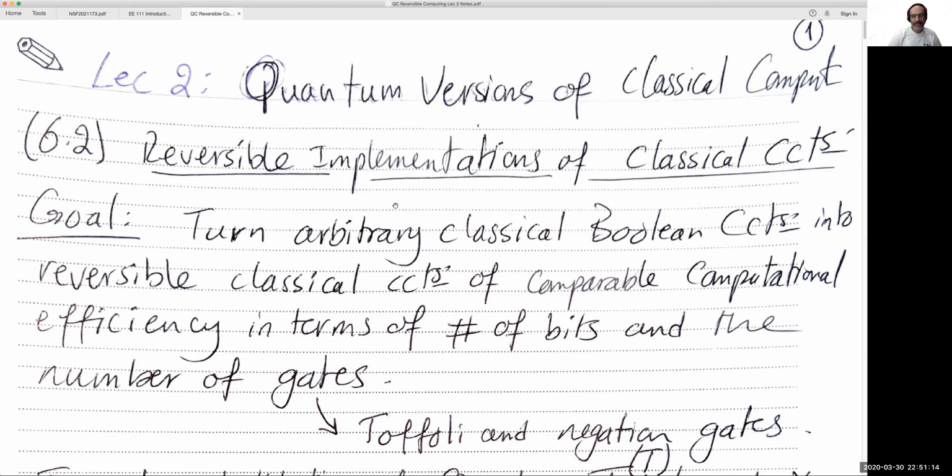So last time we did a review of the gates and stuff that was covered in chapter 5. We started chapter 6. We finished section 6.1, and today we'll work on section 6.2. So we are still doing quantum versions of classical computations, and what we are about to partake in is section 6.2, which is reversible implementations of classical circuits.